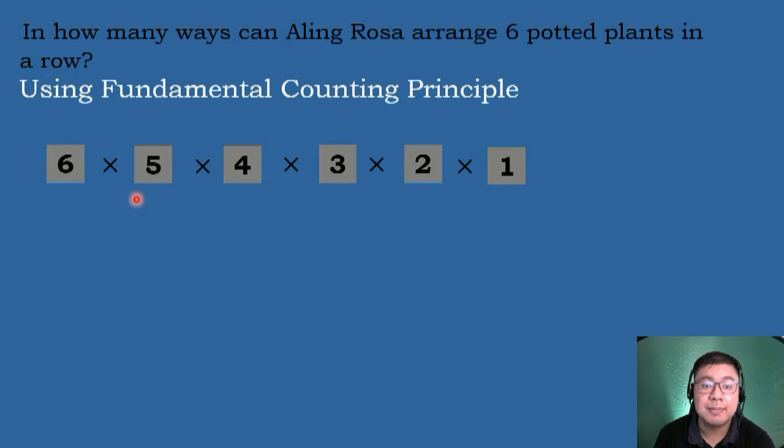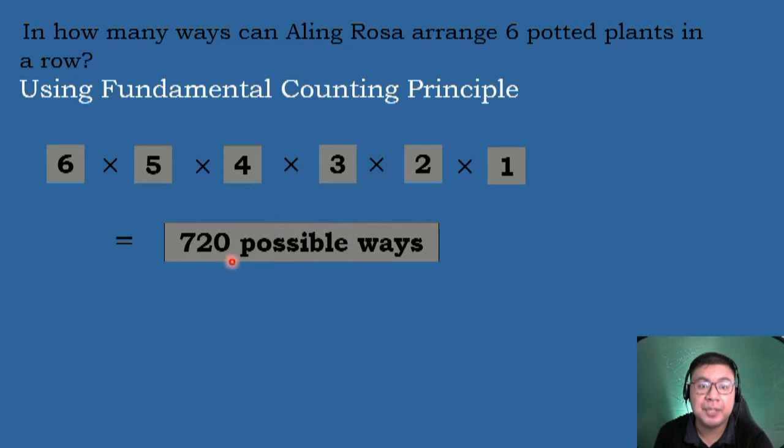So we have 6 times 5 times 4 times 3 times 2 times 1, which is 720 possible ways Aling Rosa can arrange 6 potted plants in a row.